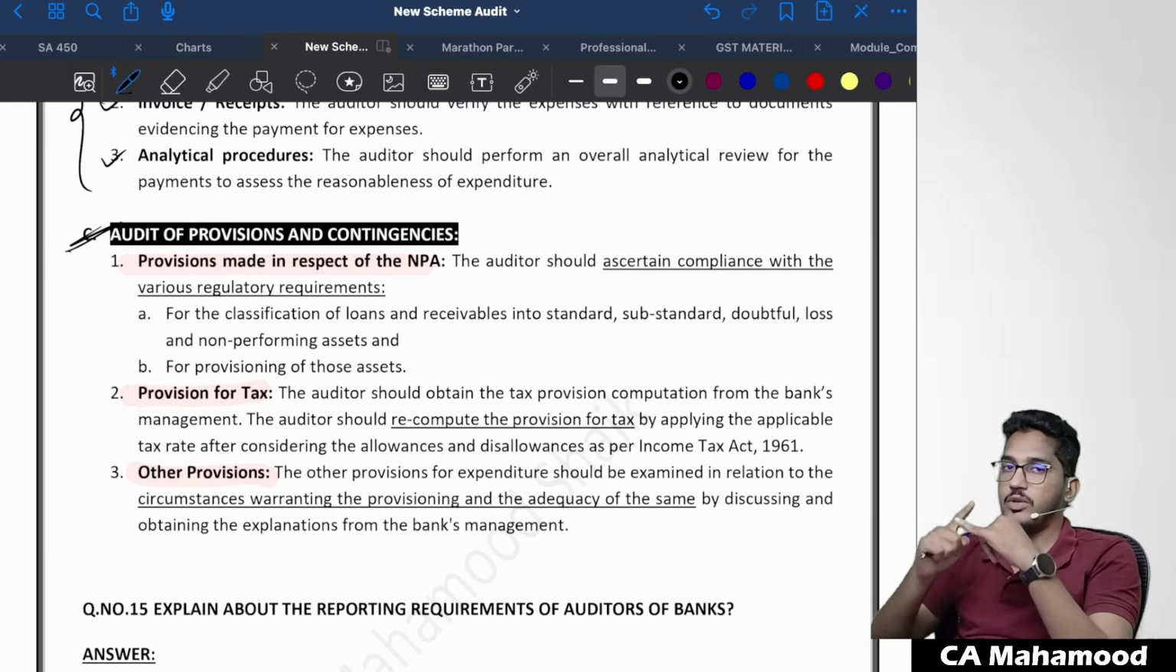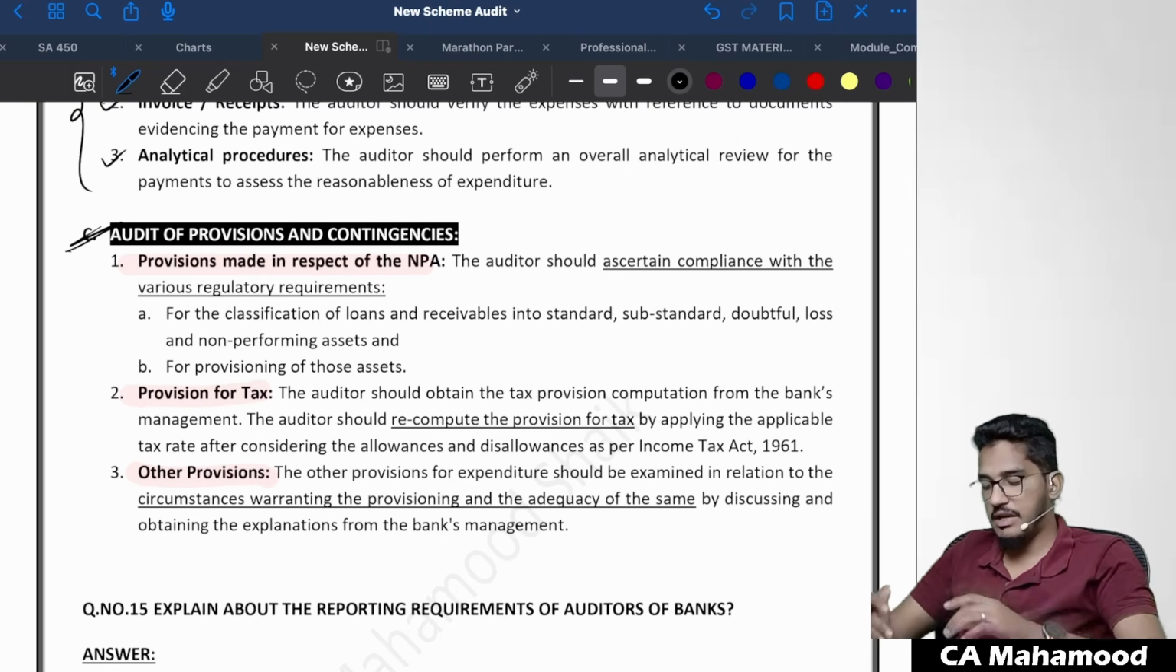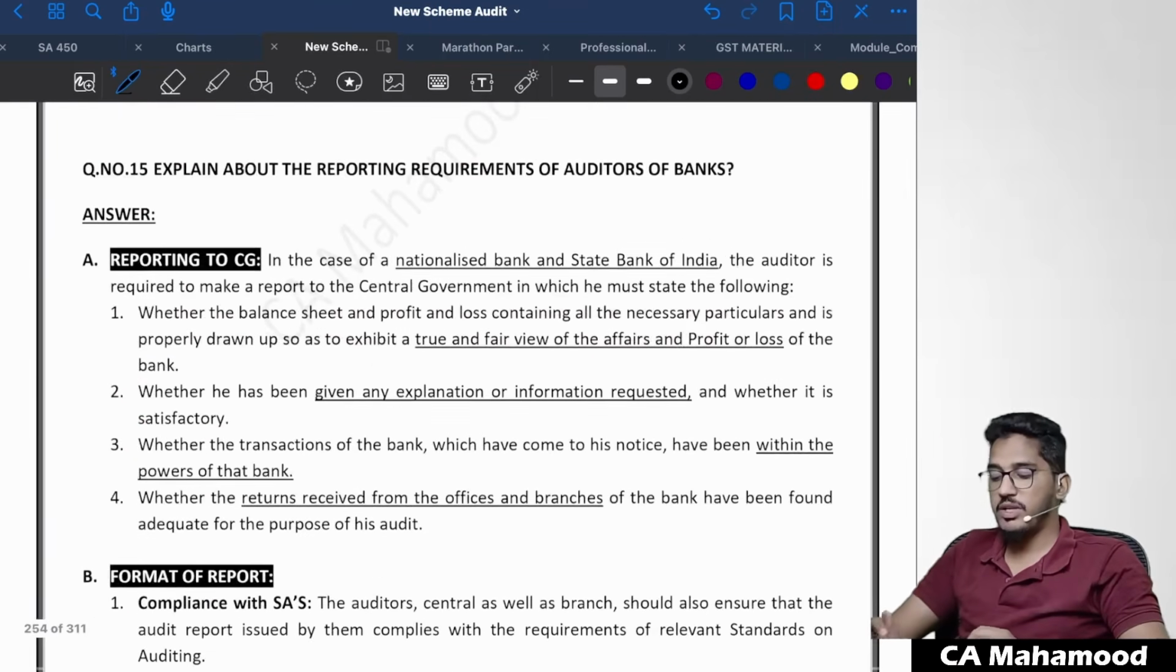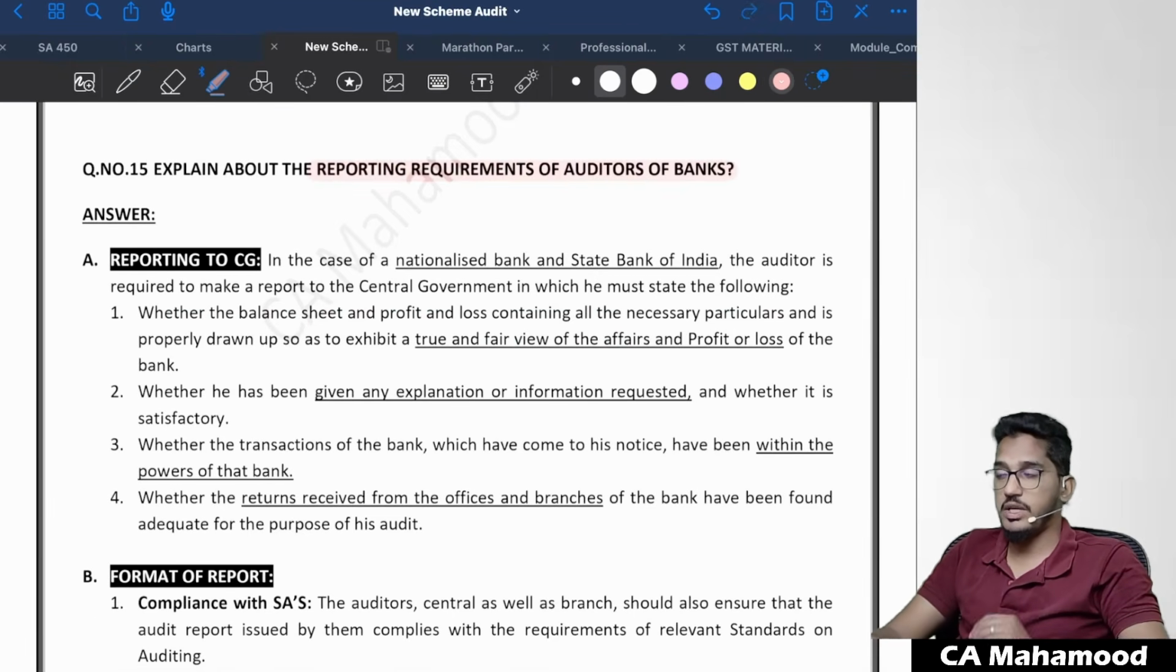Since we have seen how to conduct audit of advances, how to conduct audit of incomes, how to conduct audit of expenses, now we will have a look at what will be the reporting requirements of auditors of banks. In case you are conducting audit of a bank, what and all reporting requirements will be applicable, to whom you are required to report, how many reports you are required to submit, all that we will see.